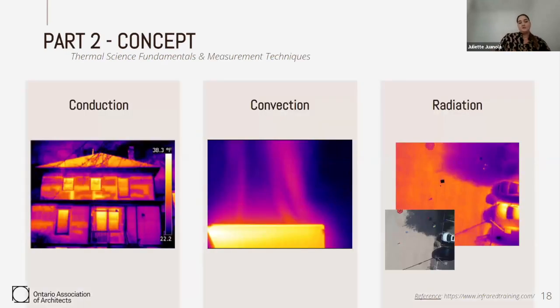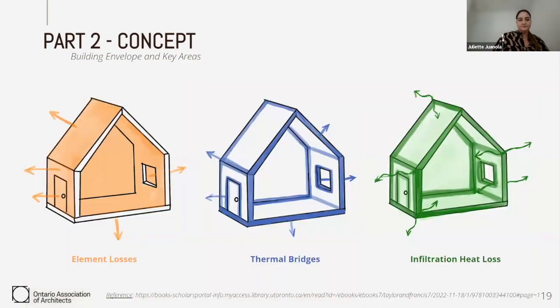Okay, so these are the 3 main heat transfer types. Conduction is really the transfer of heat through a physical medium, an object. Convection is the transfer of heat through the air, and radiation is the transfer of heat through magnetic waves. For the purpose of infrared thermography, when it comes to building science, we tend to focus more on conduction, and this is really the main way we can spot building envelope patterns.